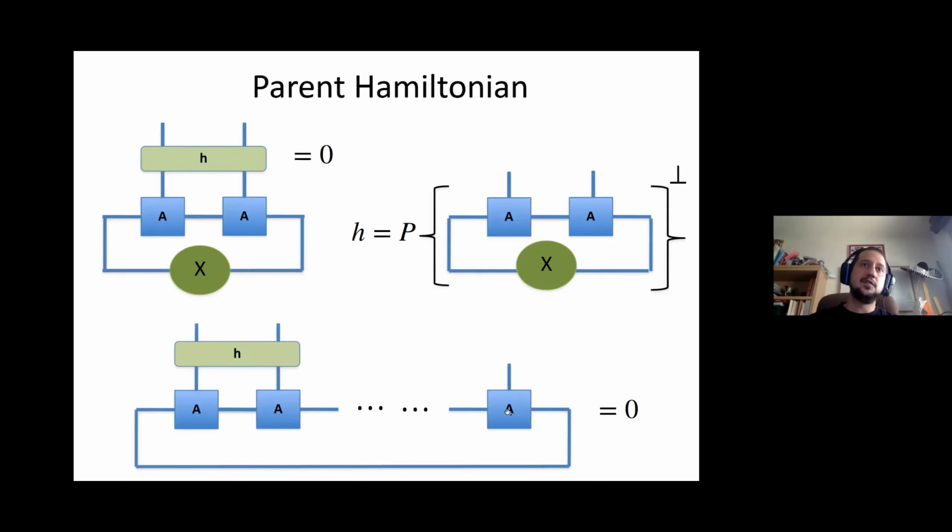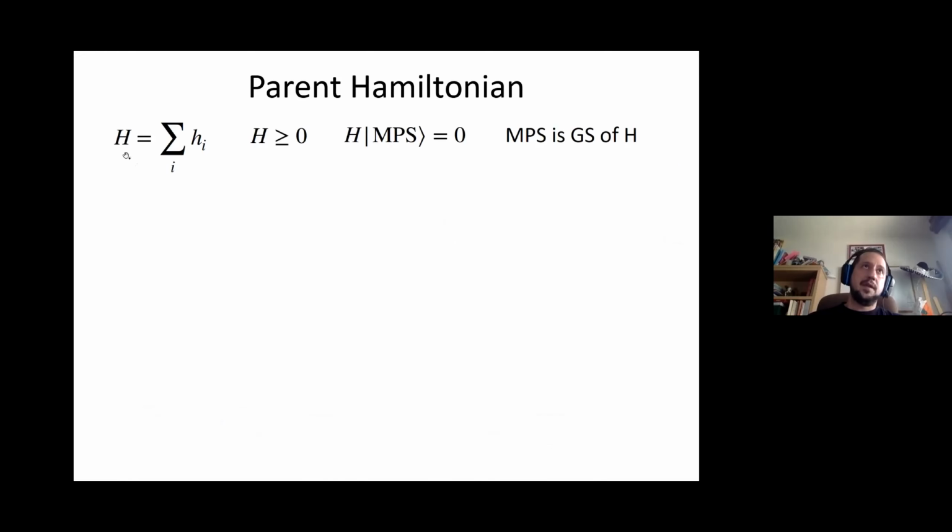With this property, it's easy to see that if I plug this Hamiltonian into two consecutive sites of my state, I get 0. H is not only self-adjoint, but also positive semi-definite, because I take an orthogonal projector. So what we have is the following: I take H as the sum over all positions of this parent interaction, it is positive semi-definite, and it gives 0 if applied onto the matrix product state. Therefore, the matrix product state is a ground state of H that indeed minimizes the energy locally. So this Hamiltonian is also what is called frustration-free.